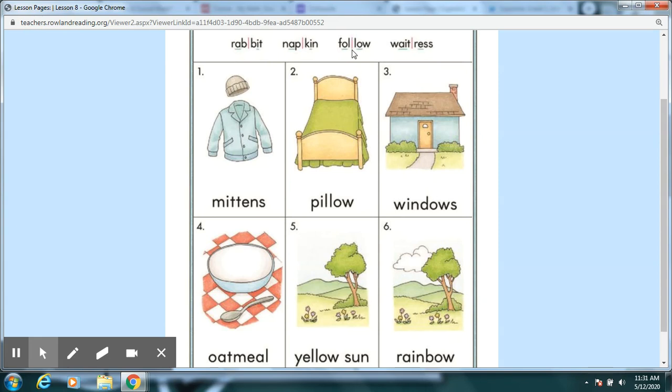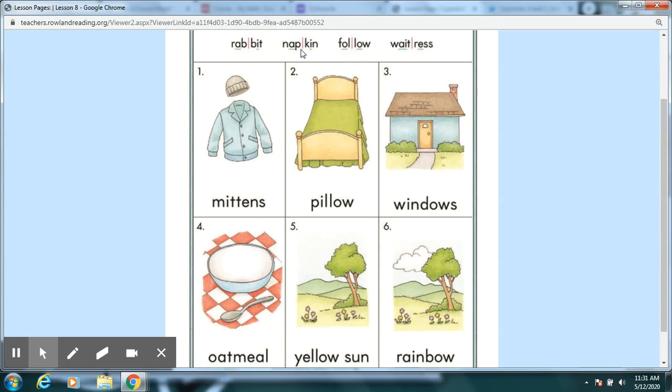Follow has double L's in the middle. If you clap that, listen, follow. So we're going to divide it with the pink line right between those L's because this fol was in the first clap and this low was in the second clap. But those are easy. Rabbit and follow are easy because they had double consonants in the middle. These two are a little bit trickier, but I'm just going to tell you this one thing to remember.